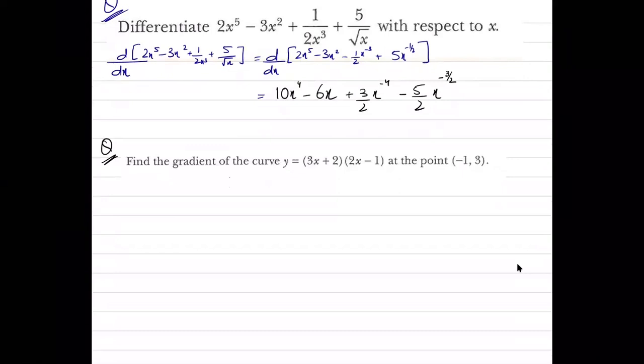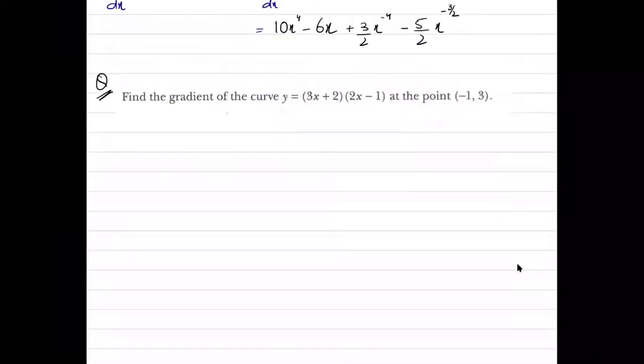Let's try this one. Find the gradient of the curve at the point -1, 3. Now I know that the gradient of the curve can be found by taking the derivative of y with respect to x, because this gives me the gradient function. And you can see over here that if I multiply 3x plus 2 by 2x minus 1, what type of function is it? Is it a linear function, quadratic function, or a cubic function?